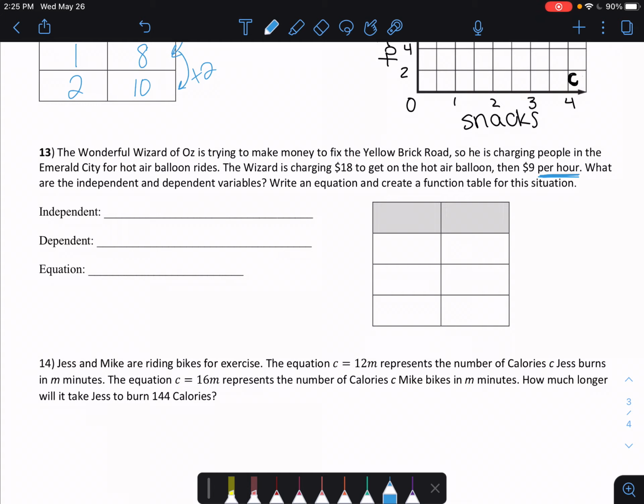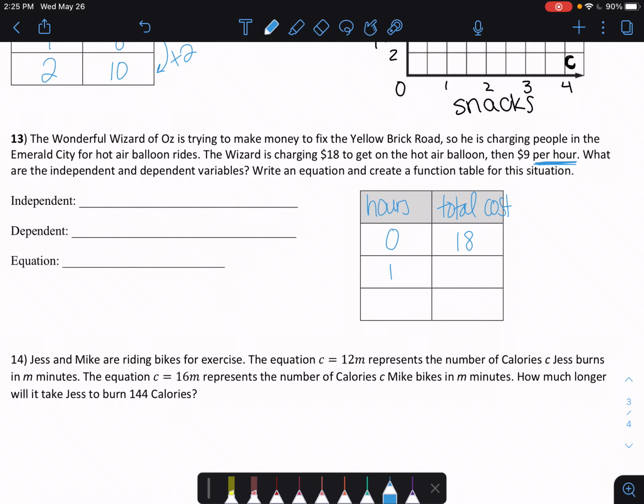Remember that you can do these things in any order that you would like to. So if it's more helpful to fill in the table first, then start there. What I'm going to say is, well, I have to know the number of hours that I was on the hot air balloon before I know the total cost. So the total cost is dependent upon how long I was in the hot air balloon. If I didn't ride the hot air balloon for any number of hours yet, how much did I pay to actually get on it? Well, I paid $18.